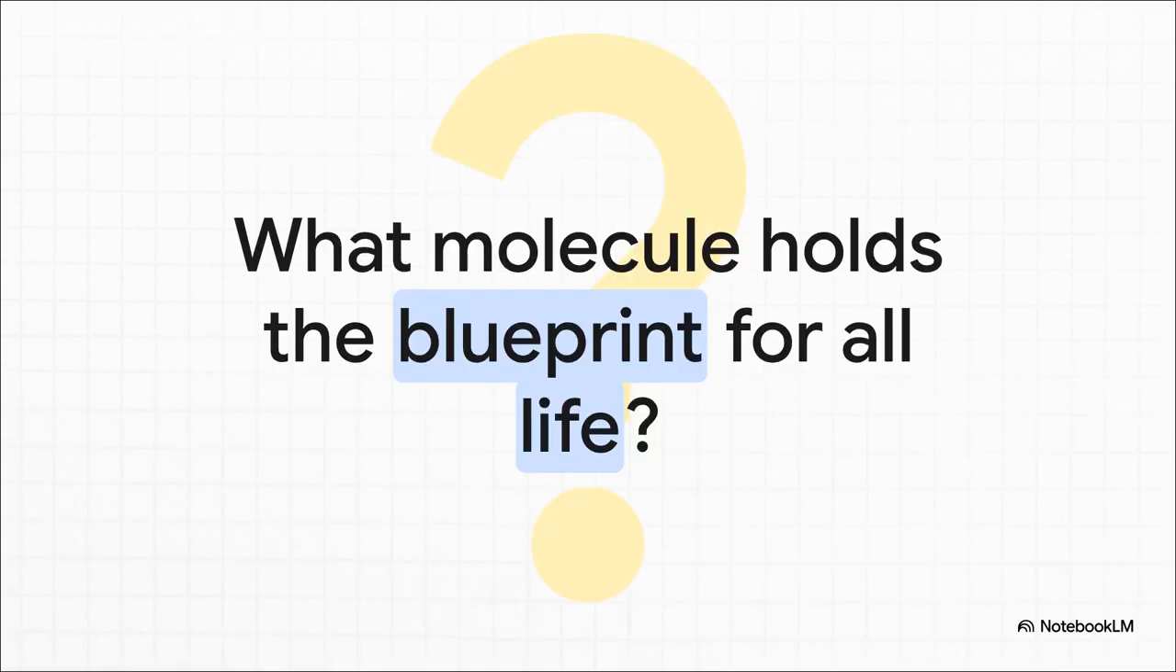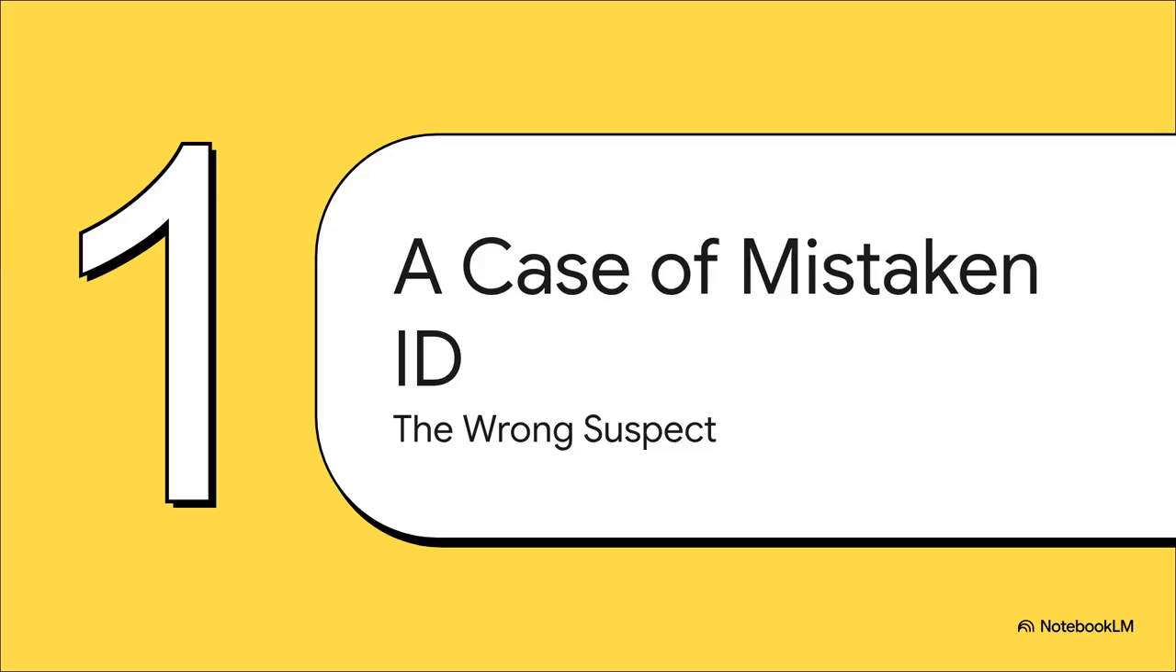So, what is it that actually makes a bacteria or a person a person? I mean, what molecule holds that instruction manual that gets passed down from one generation to the next? Now, today, the answer seems super obvious. It's DNA, right? But for a very, very long time, this was one of the most profound puzzles in science. Our story begins not with the right answer, but with a classic case of mistaken identity.